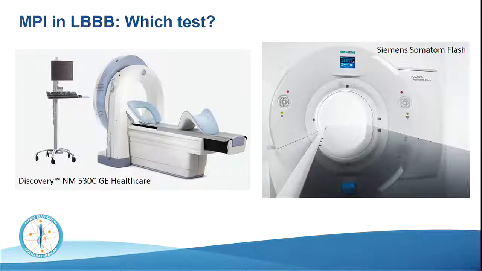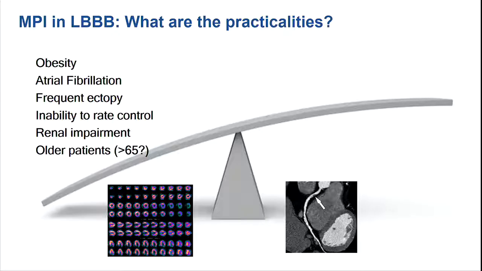I perform both of these investigations. We're lucky enough at our institute to have two high-end machines. We have a CZT camera and we have the Siemens Somatom Flash. When the registrar comes to me and says, "Bill, what test should we perform for this patient with left bundle branch block to exclude ischemia?" these are the sort of clinical judgments or nuances that go on in my head when we're discussing these patients.